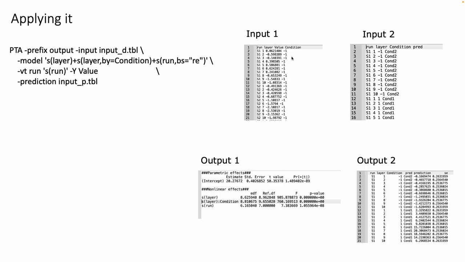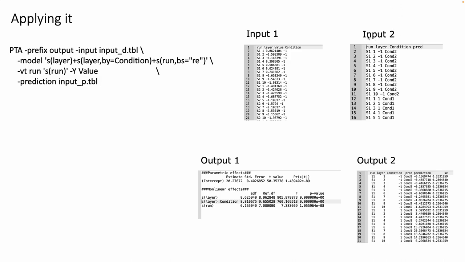And the data, how they are going to look, is something like that, where we have two input files. The first input file is basically a file that gives you all the layer profiles for all the runs, for example. The first row, I'm not sure if you can see this, would be the run. The second row would be the layer. The third row would be the value of the specific functional contrast in that run, in that layer, and so on. And then the second input would be basically the prediction.